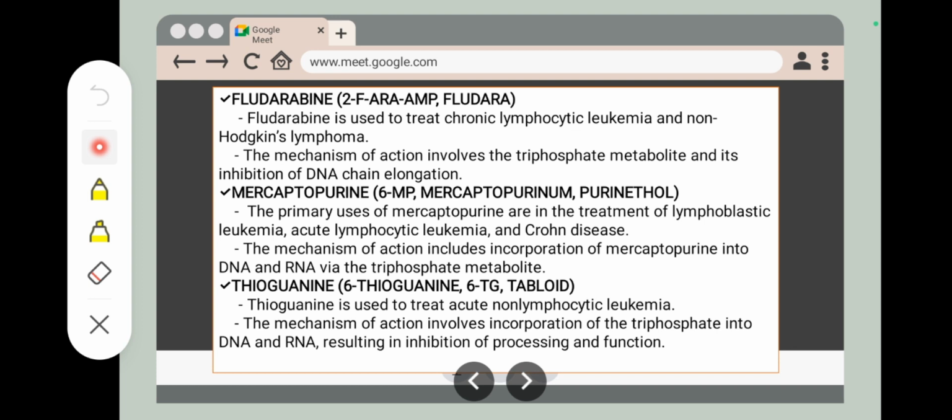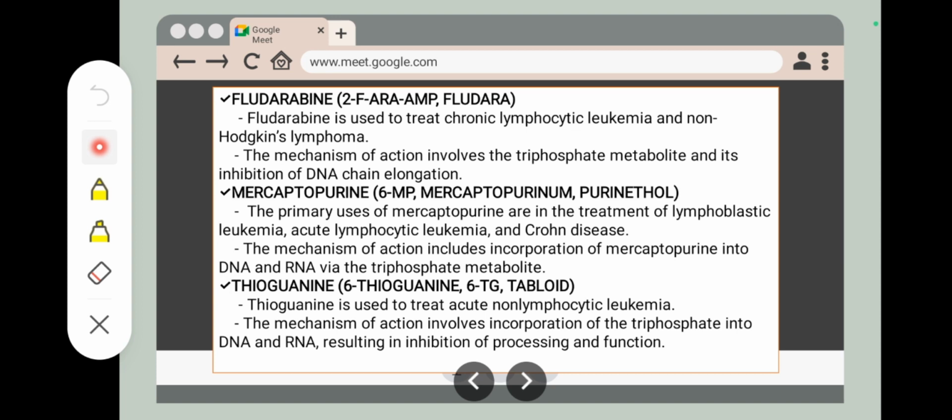Another drug is known as mercaptopurine, or known as 6-MP, or known as Purinethol. So the primary uses of this drug are for the treatment of lymphoblastic leukemia, acute lymphocytic leukemia, and Crohn's disease. And the mechanism of action includes the incorporation of mercaptopurine into the DNA and RNA via the triphosphate metabolite.